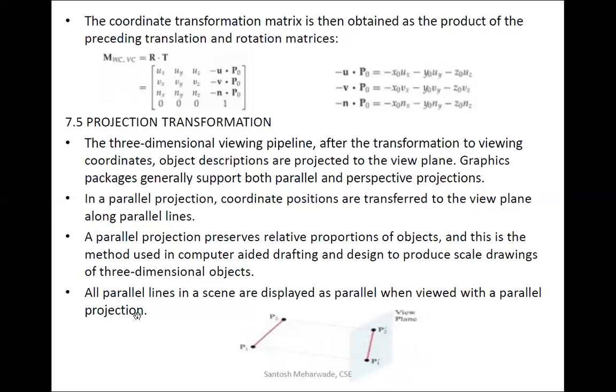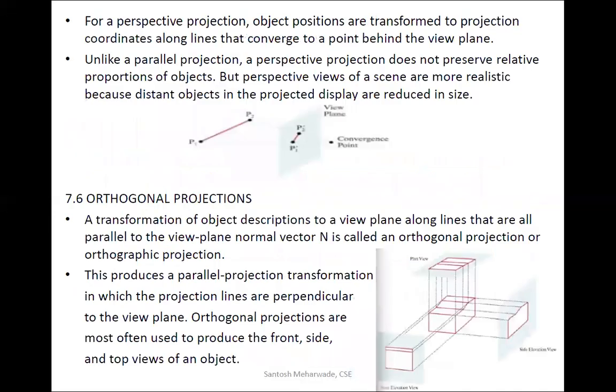Now in parallel projections, whether this object is near to the view plane or away from the view plane, its size will always remain constant. It does not vary. All these projection lines from the object are completely parallel to each other, and they fall exactly on this view plane. That is what we call parallel projection.